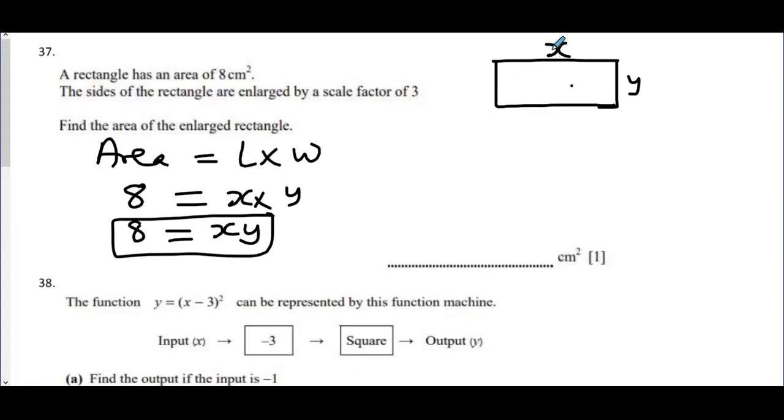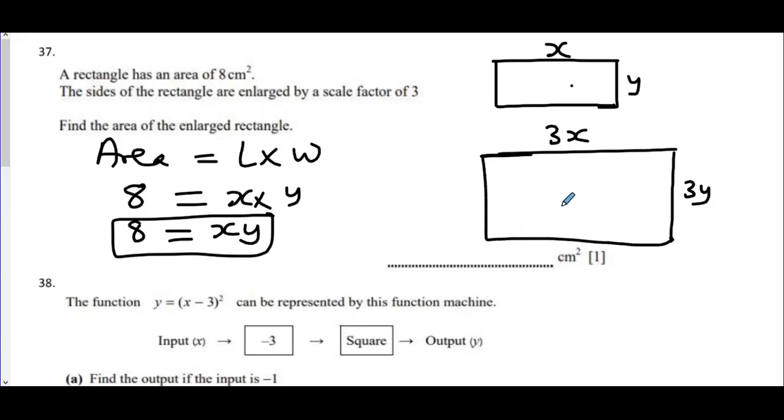Okay, this rectangle has been enlarged, meaning take this x multiplied by 3, it becomes 3x, so the length becomes 3 times as long. Okay, and this width has been multiplied by a scale factor, which is 3. So it's going to look longer than previously, so it becomes 3y. So you're going to have a rectangle which is huge like that. Can you try finding the area of the new rectangle?